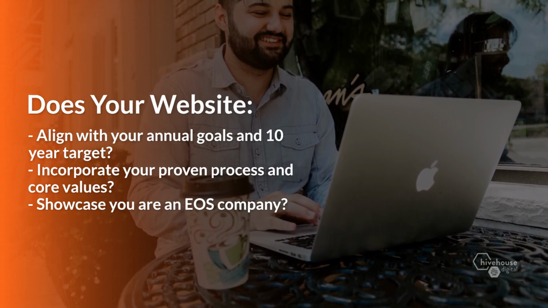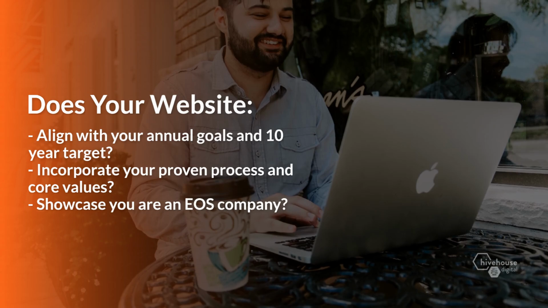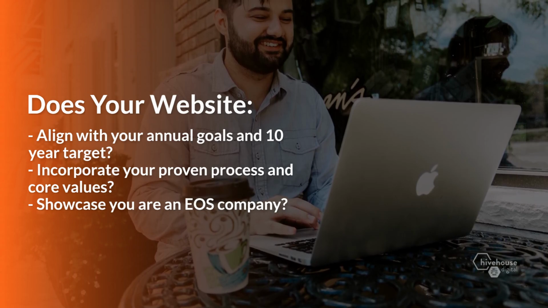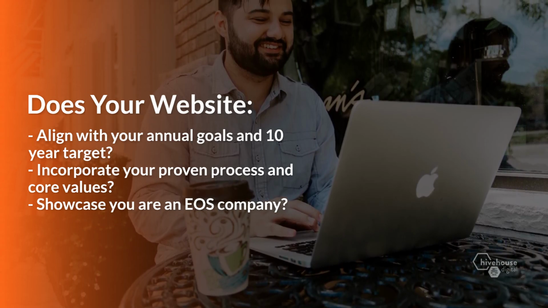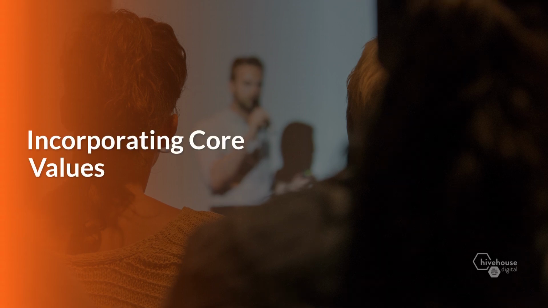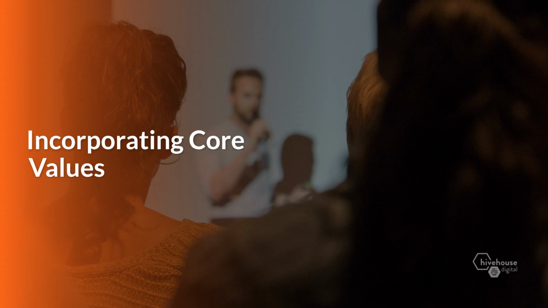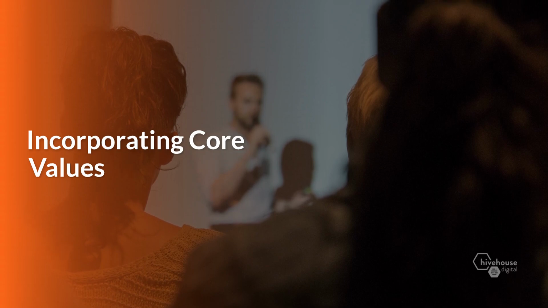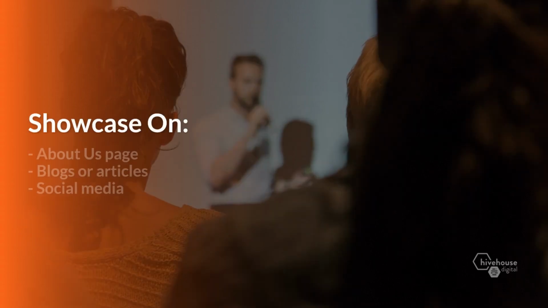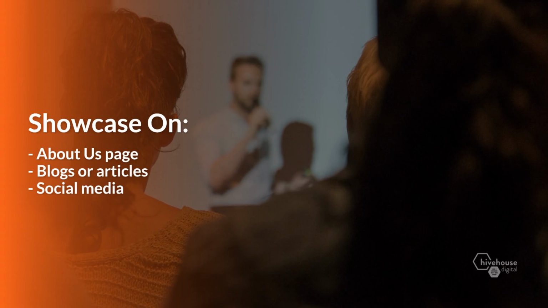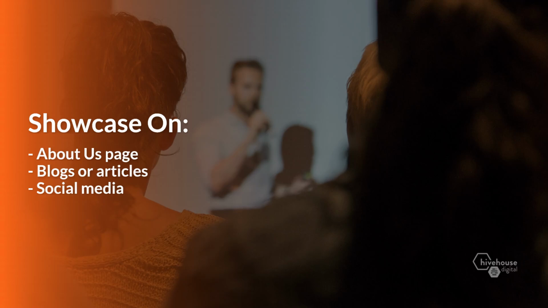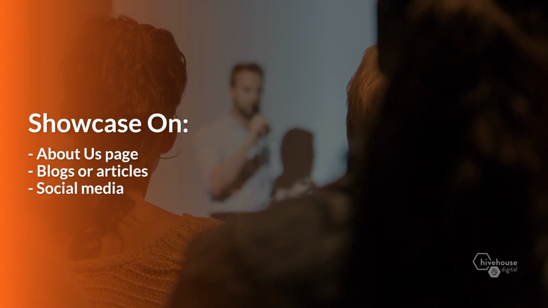We've gained many of our clients due to the fact that we operate on EOS, so it's definitely something to consider making sure that it is on your website. Starting with core values, place them on your About Us page or a similar company page. Beyond that, your core values should be woven into the appropriate content. For example, at Hivehouse, our core value of transparency is mentioned on our pricing page. Why? Unlike other agencies, we put our pricing right on our website.